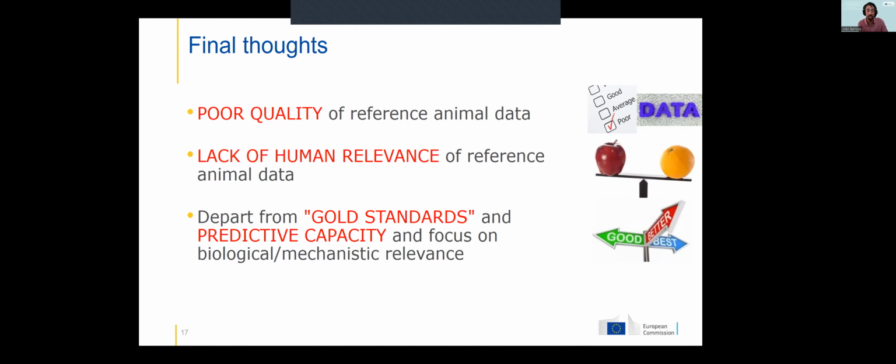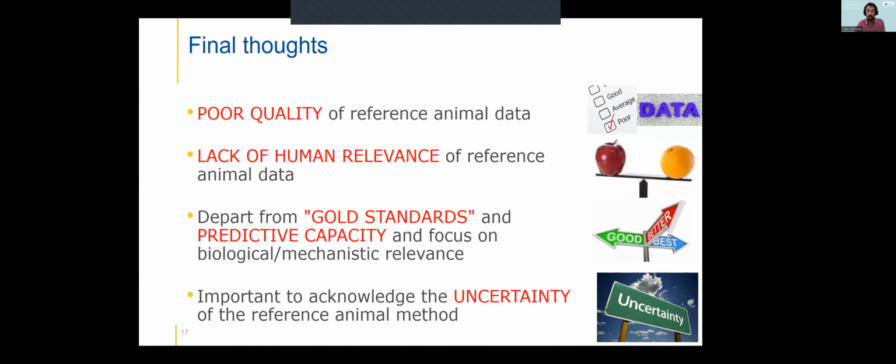And I still see this, even in the area of irritation, where it is clear that the traditional animal test lacks validity. We should therefore focus on developing approaches that protect human health or the environment, rather than trying to be predictive of animal data. And in order to do this, we need to depart from purely data-driven demonstration of relevance and bring more focus to biological relevance and mechanistic understanding. Where comparisons between animal and NAM data are still made, it is important to acknowledge the uncertainty of the reference in vivo data when establishing acceptance levels of false negatives for NAMs.